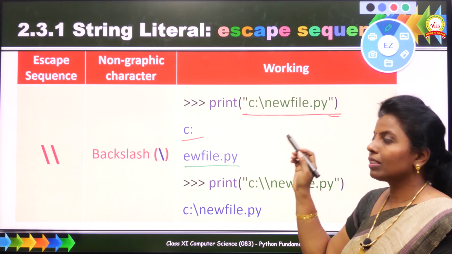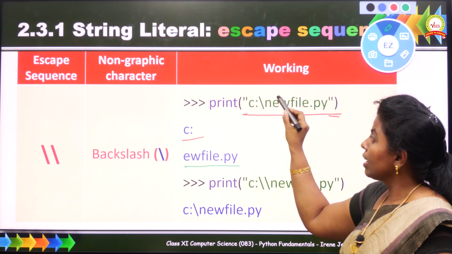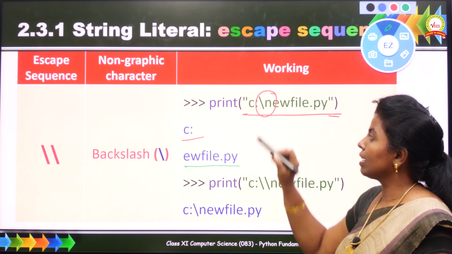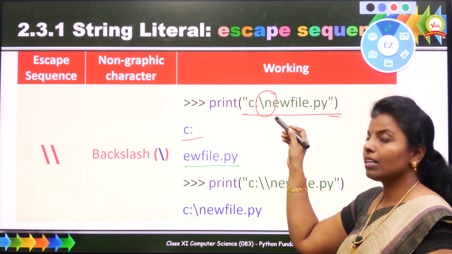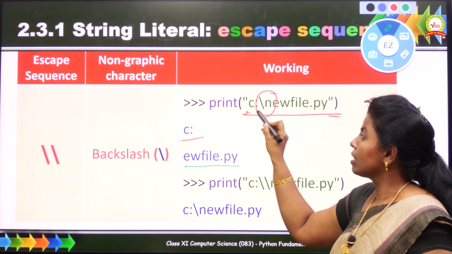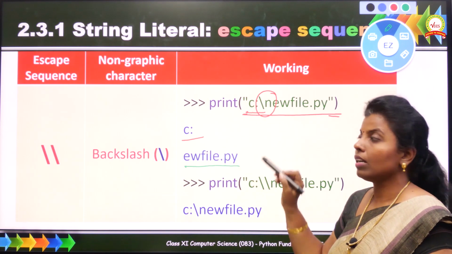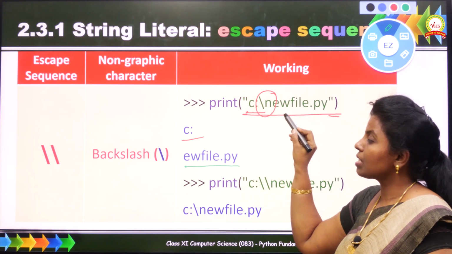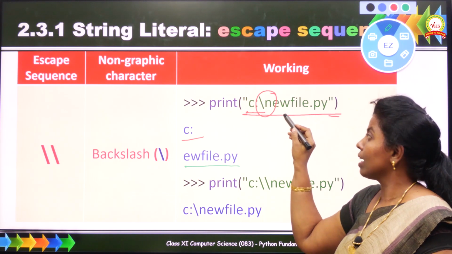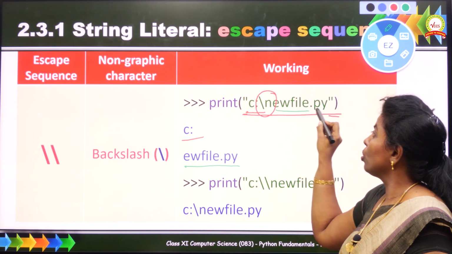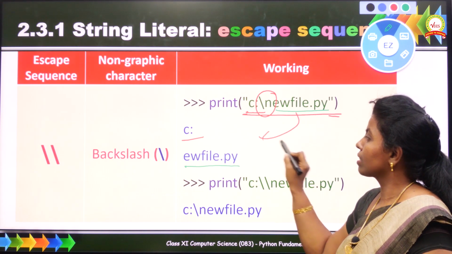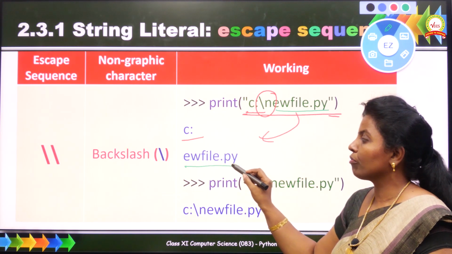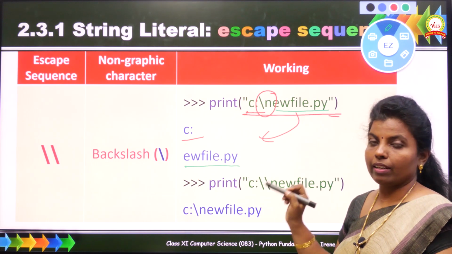But what the Python interpreter has done is, it has taken this \n as an escape sequence and interpreted it as a new line. So this C:\ has been printed here, and this \n has been interpreted as a new line. That's why the characters following the \n have been printed on the next line. That's why you can see ew file dot py has been printed on the next line.